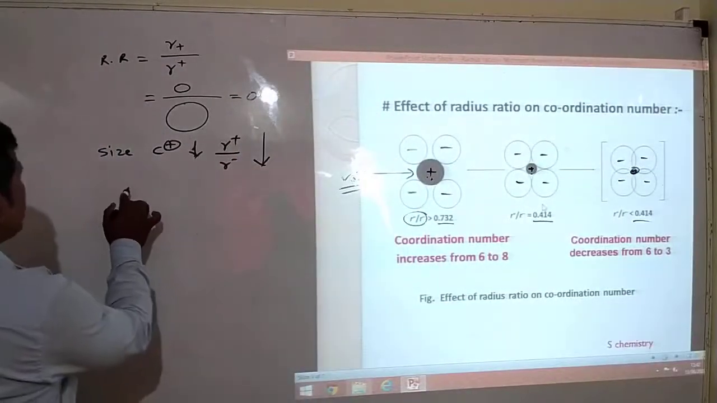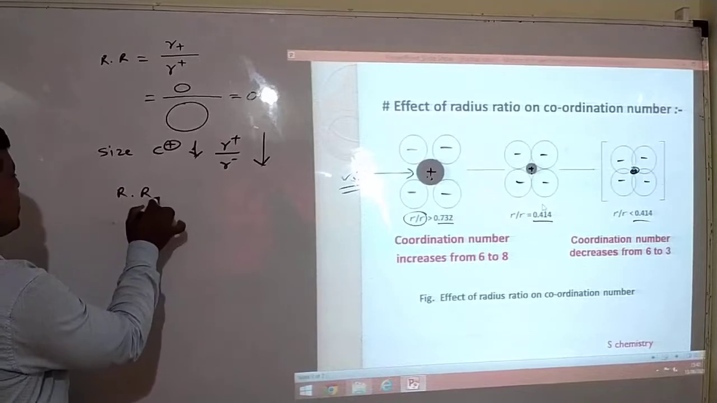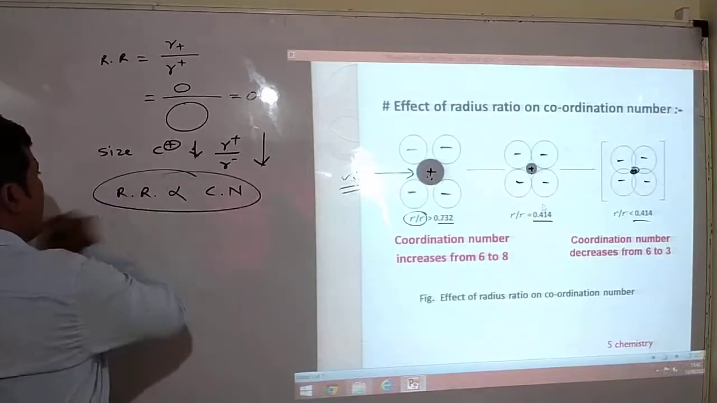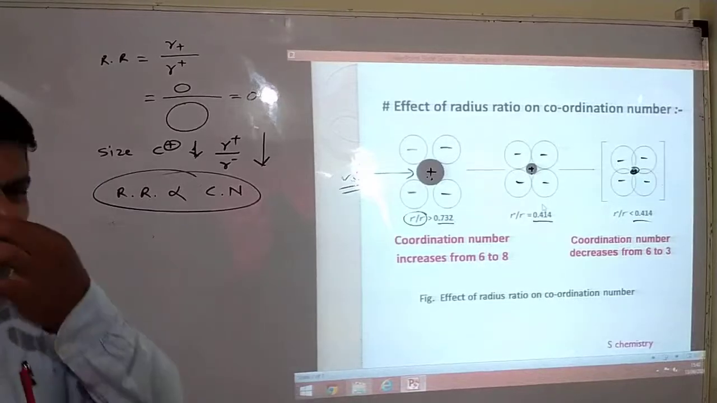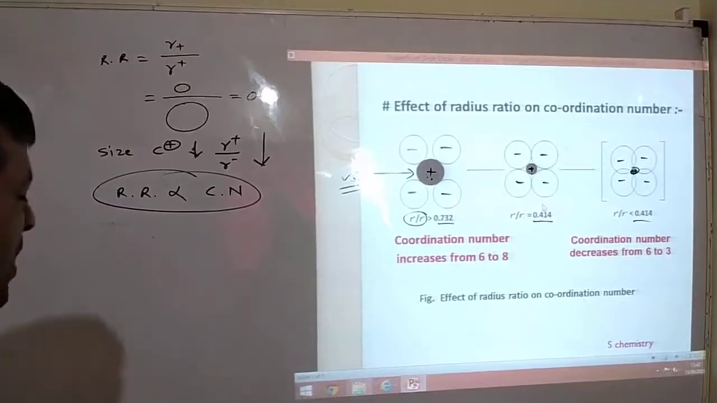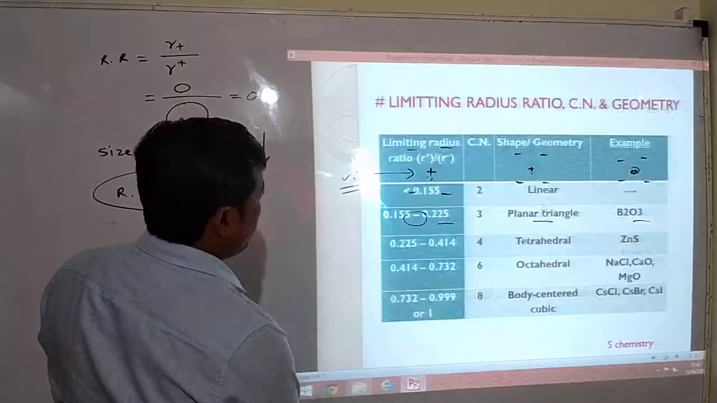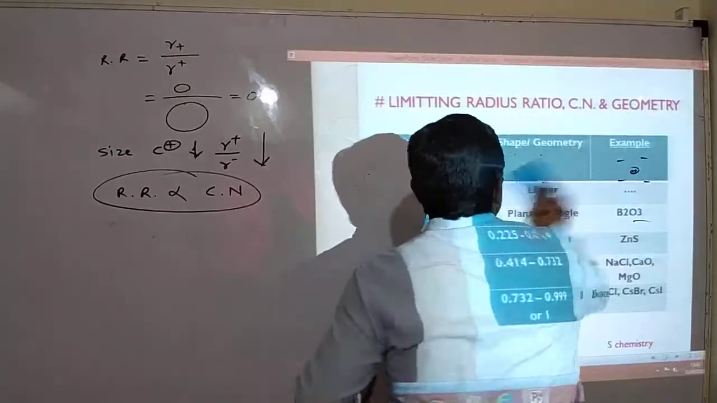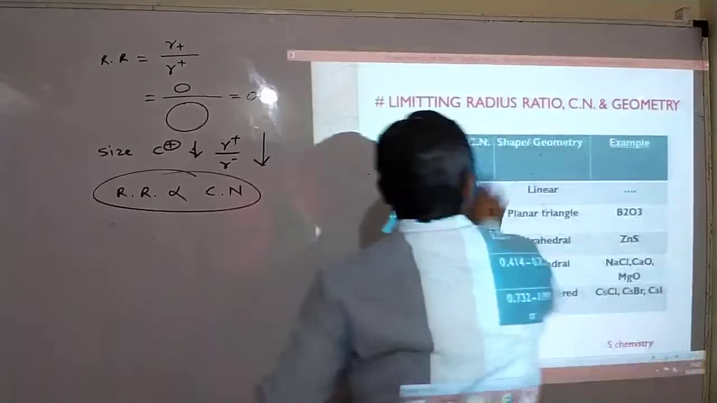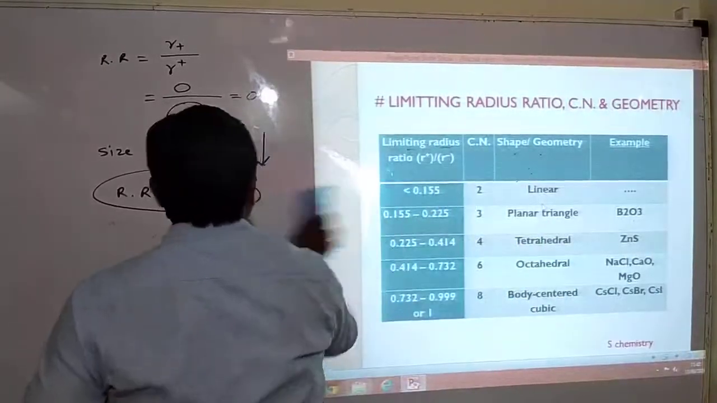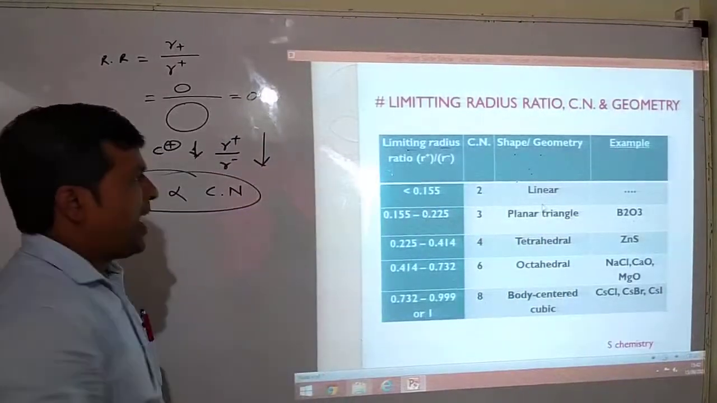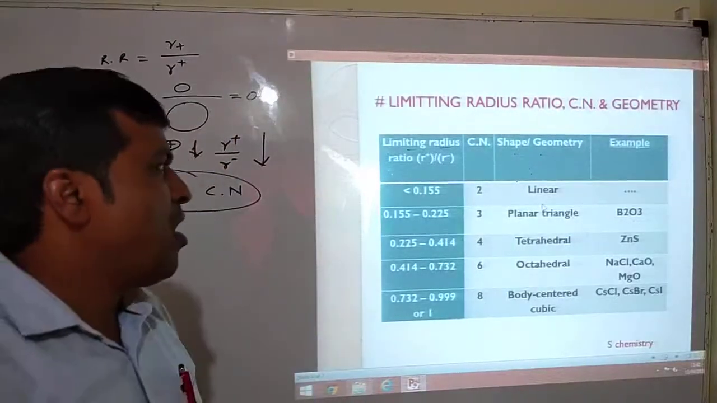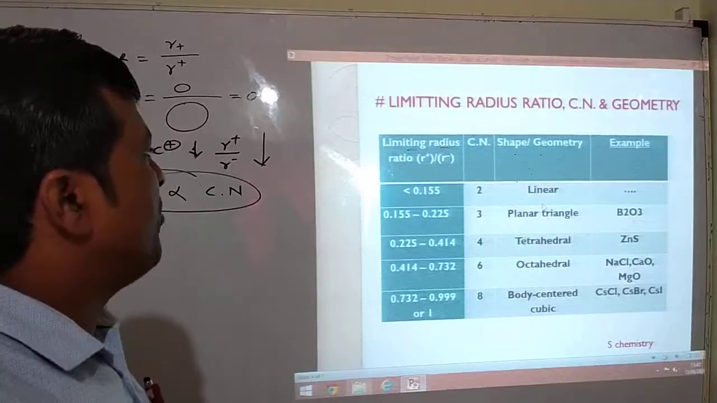So radius ratio is directly proportional to coordination number. Radius ratio is directly proportional to what? Coordination number. Now next is a table that shows us the relation between radius ratio, coordination number, and the shape, the geometry, the structure of the crystal.